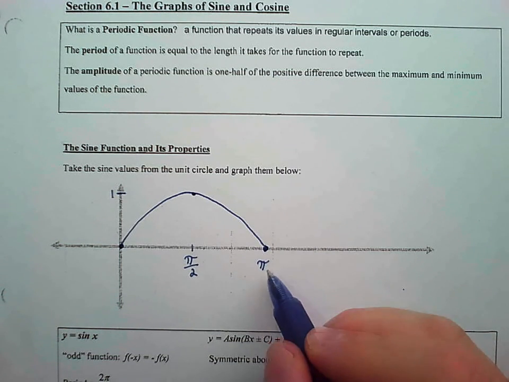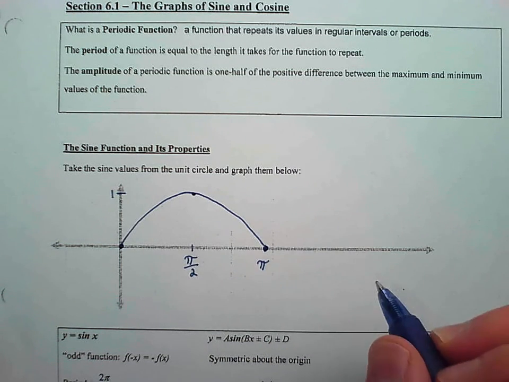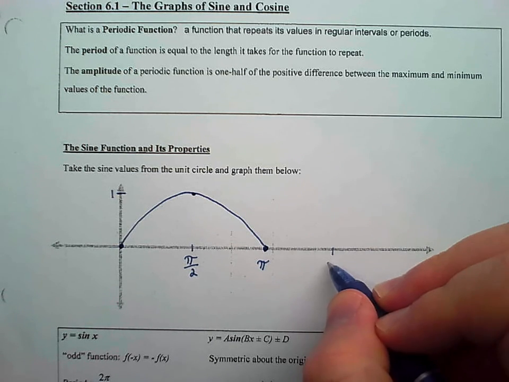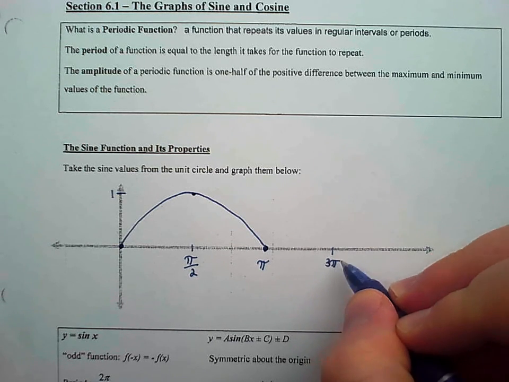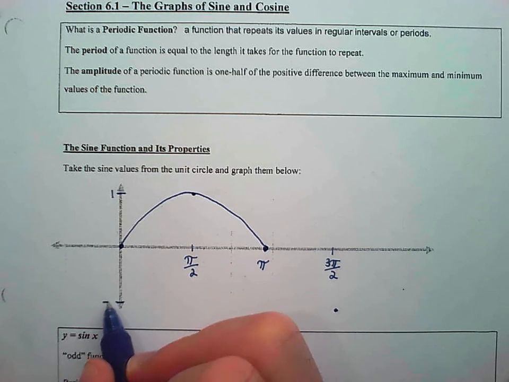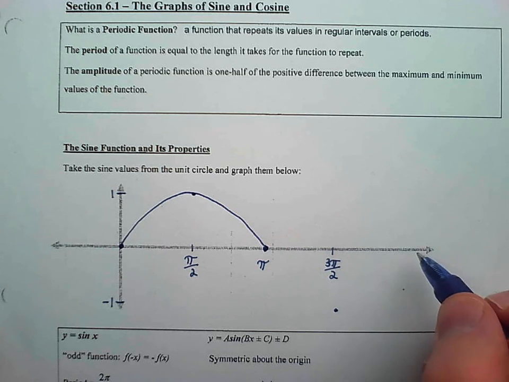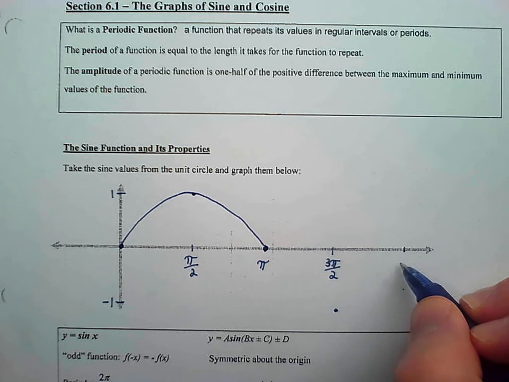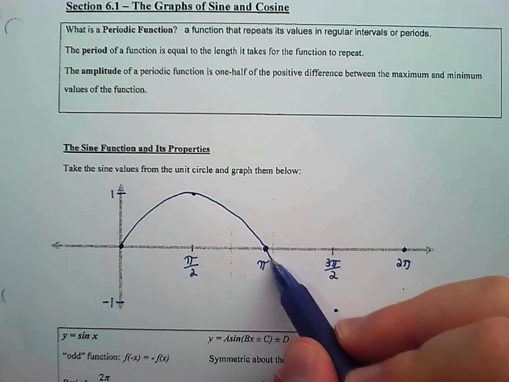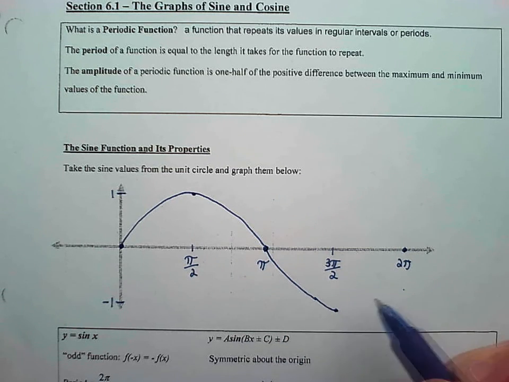Now, if we keep on going, and don't just stop at pi, but if we go to 3 pi over 2, now we're going to be at a value of -1. And again, once we're at 2 pi, now we're going to be at a value of 0 again. So it looks something like this. So here's my best sketch of this so far.